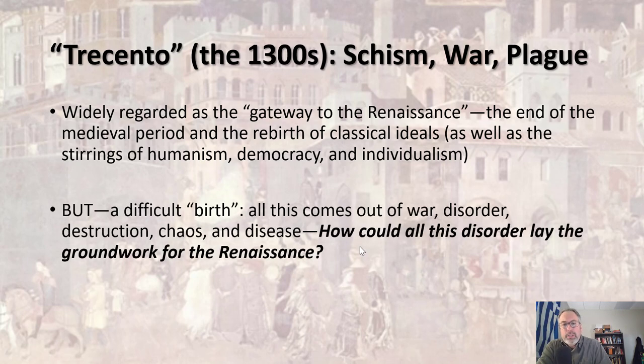So how does this happen? As we'll see, the Trecento, the 1300s, is a brutal century. War, disorder, destruction, chaos, disease. This is the era of the famous Black Plague, the Bubonic Plague. And so an important question to ask ourselves is, how could all of this disorder, all of these horrors, lay the groundwork for this blossoming of the Renaissance? And there's no easy answer to that question. I'm not claiming to be able to give you an answer to that question. But I think one of the things we're going to do in this class is consider these rhythms of history.